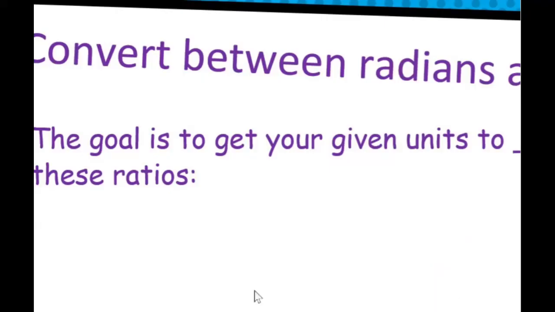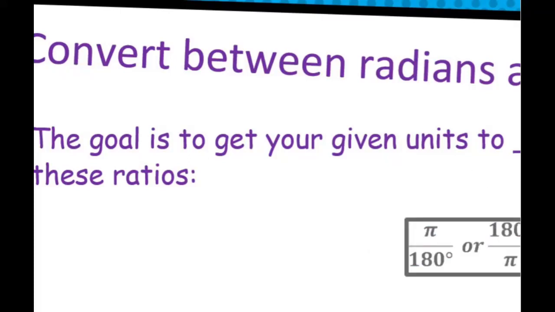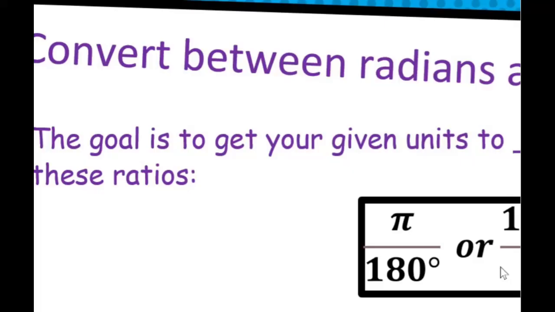Okay, so we're going to talk about how to convert between degrees and radians today. We just saw how much 1 radian was in terms of degrees, but our goal is going to be to get our units to cancel from one unit of measurement to the other using this proportion right here, pi over 180 or 180 over pi. This is something that you do need to memorize, and which one we use depends on what we're given and what we're looking for.